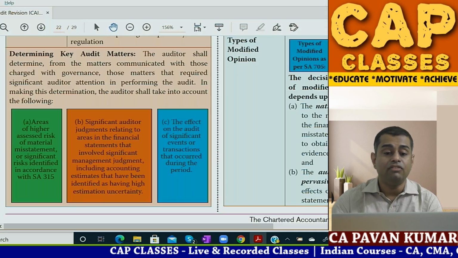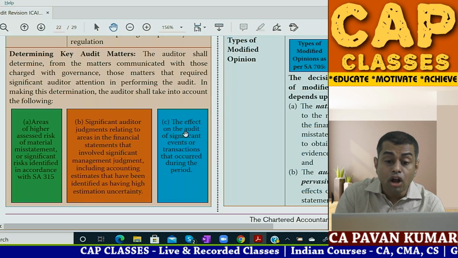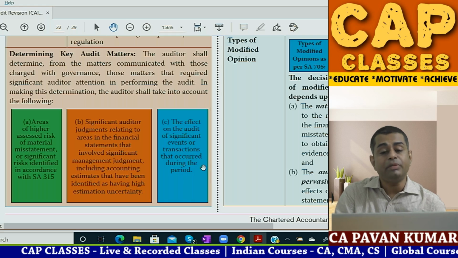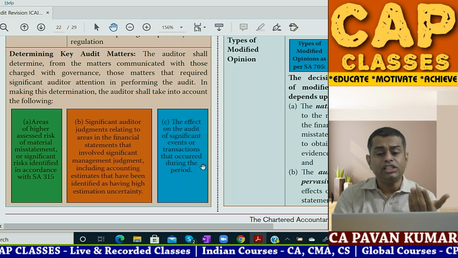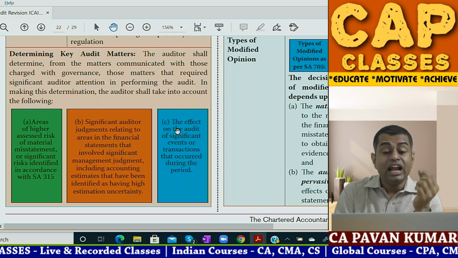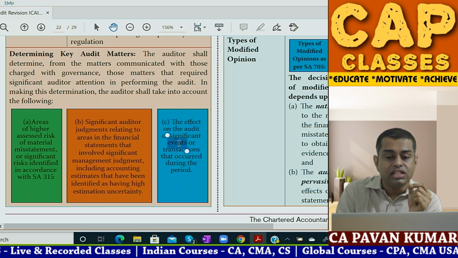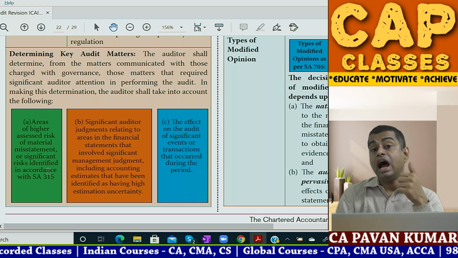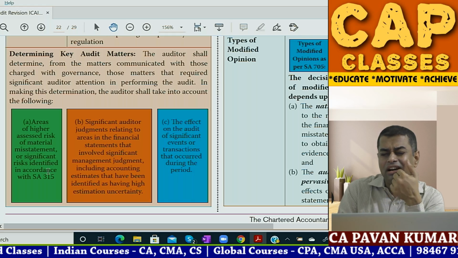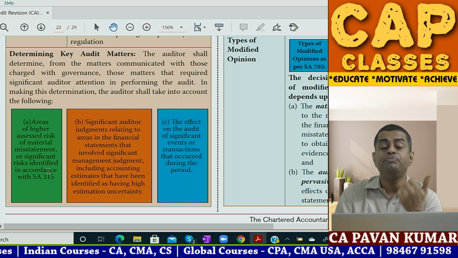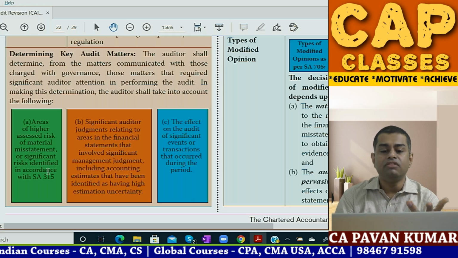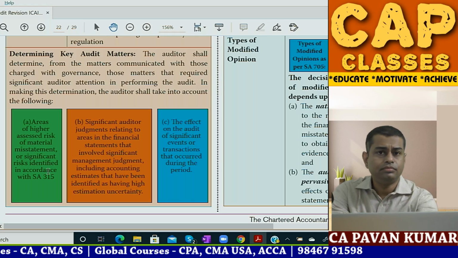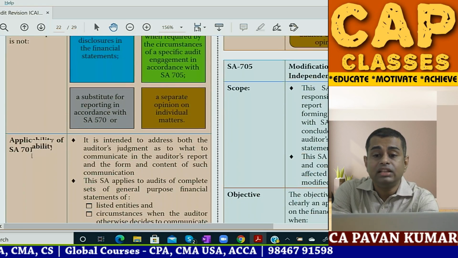Third one, the effect on audit of significant events or transactions that occurred during the period. It could be, in the professional judgment of the auditor, the effect on audit of significant events or transactions that occurred during the period. This is a general sentence. So what is the first one? High assessed risk of material misstatement as per 315. Second one is accounting estimates. Third one is significant events or transactions. It could be amalgamation, something like that. So these are the three points.